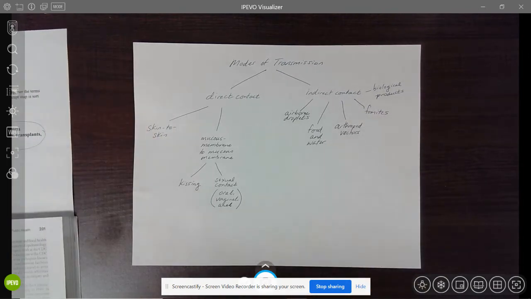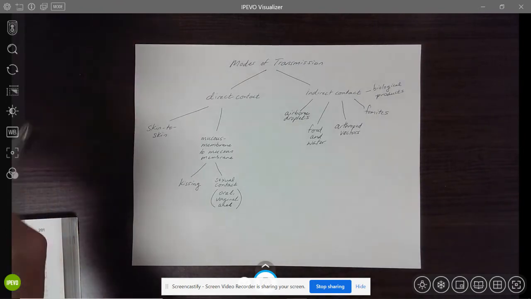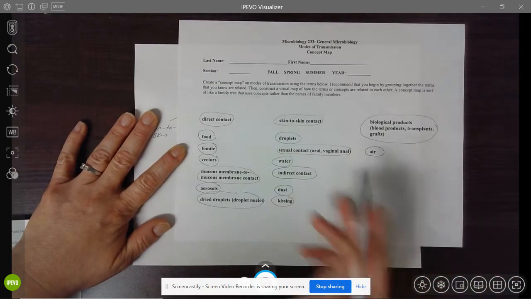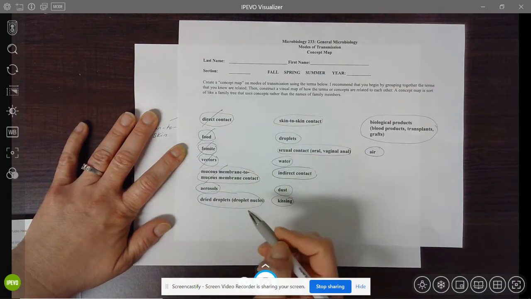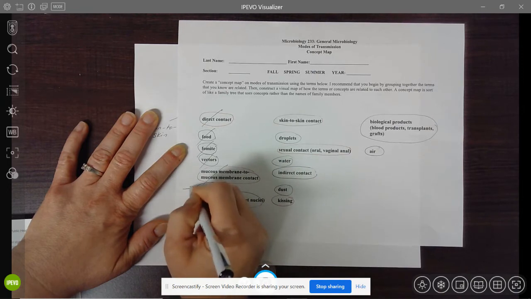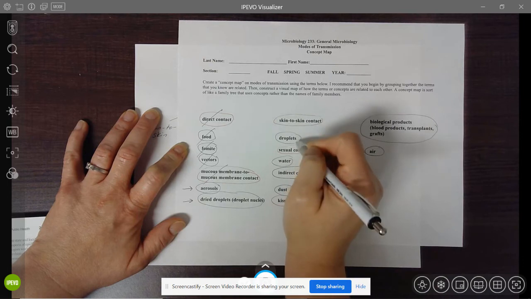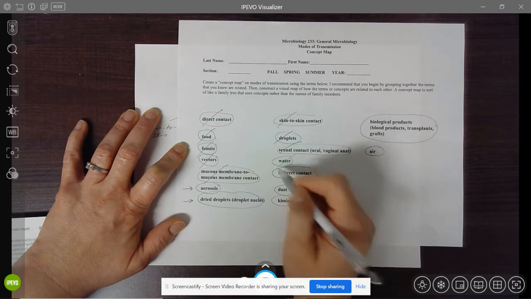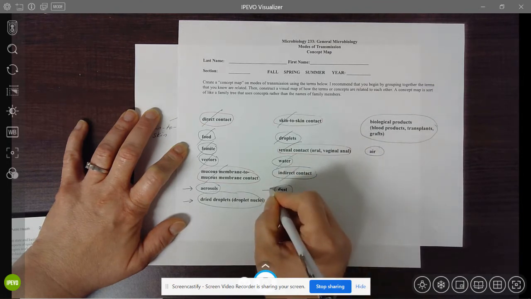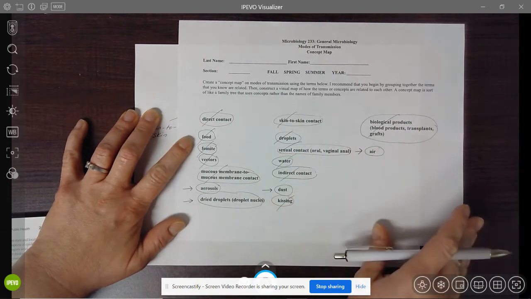And I'm going to go back to the list of what the terms are that I gave you. We've got some things that I haven't accounted for yet. So I'm just going to go back to this list. So we've done direct contact, food, fomite, vectors, mucous membrane to mucous membrane contact. Okay, we haven't done aerosols. We haven't done dried droplets. We have talked about droplets in general, skin-to-skin contact, sexual contact, water, indirect. Okay, dust, we haven't mentioned yet. Kissing, biological products, and air.